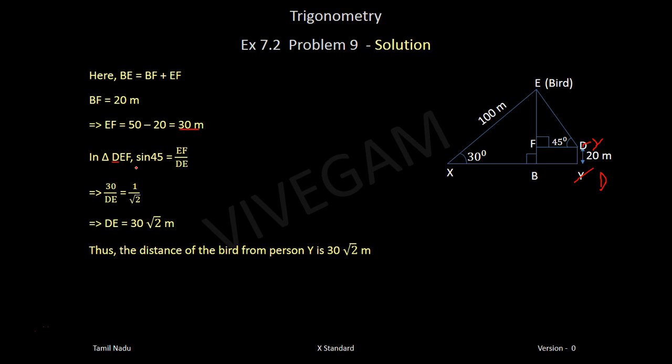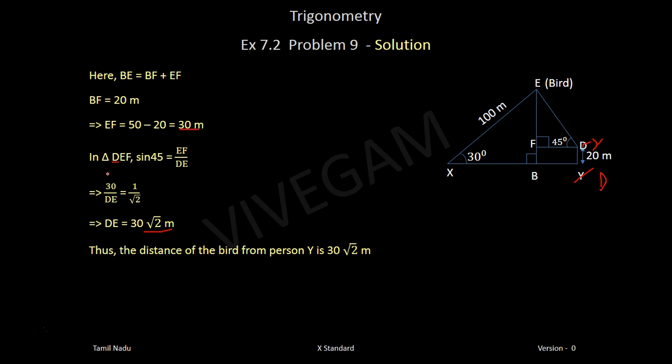Change this to YEF. Sine 45 is opposite side EF divided by hypotenuse EY. It is written as DE, change it to EY, or YE. So 30 divided by YE equals 1 by root 2, or YE will be equal to 30 root 2. So that's all.